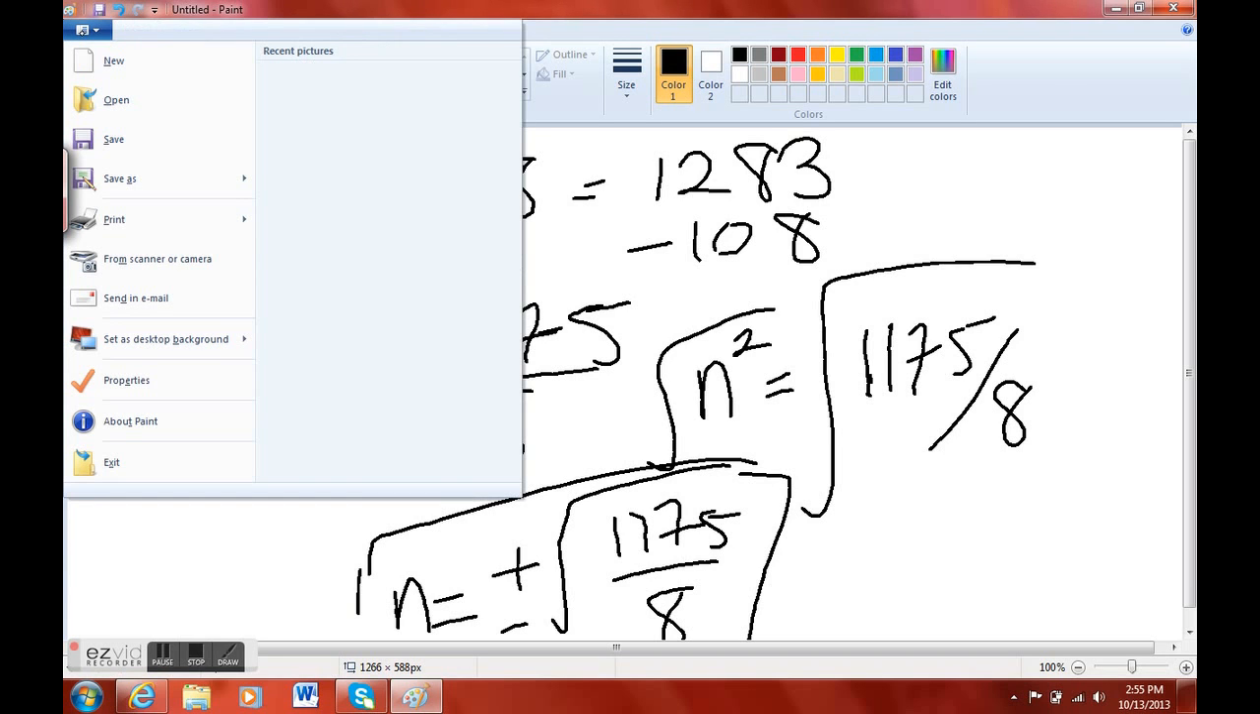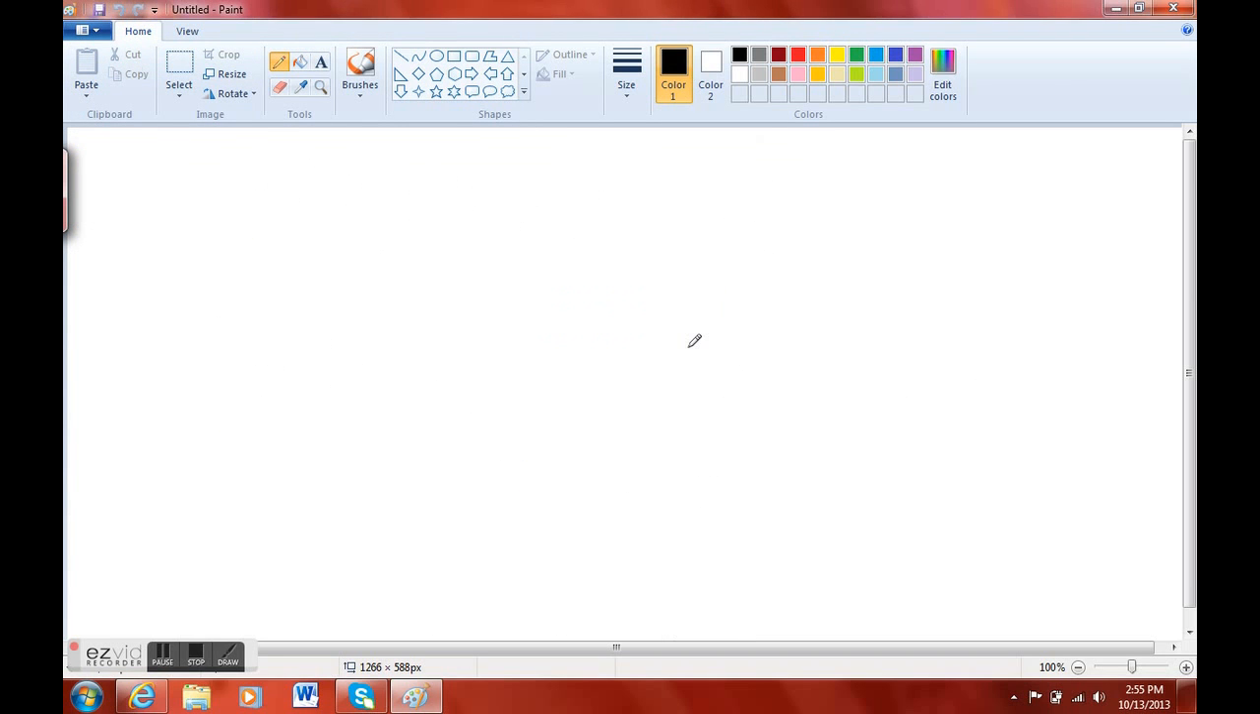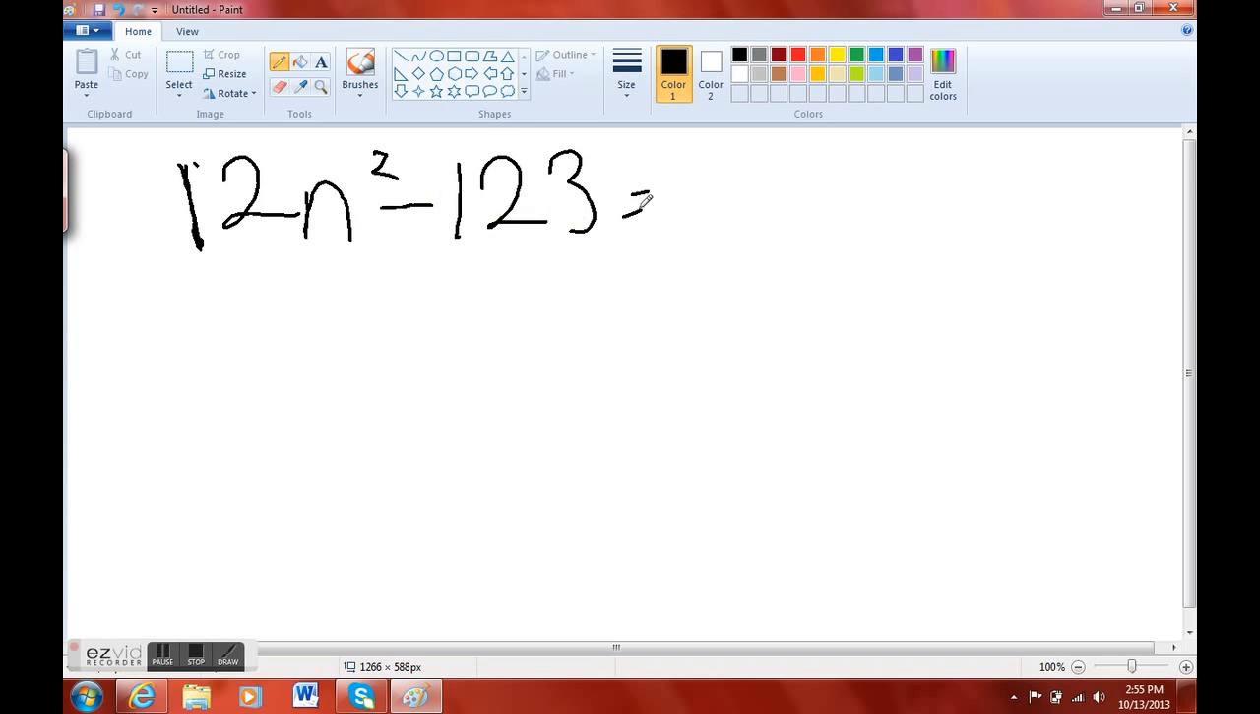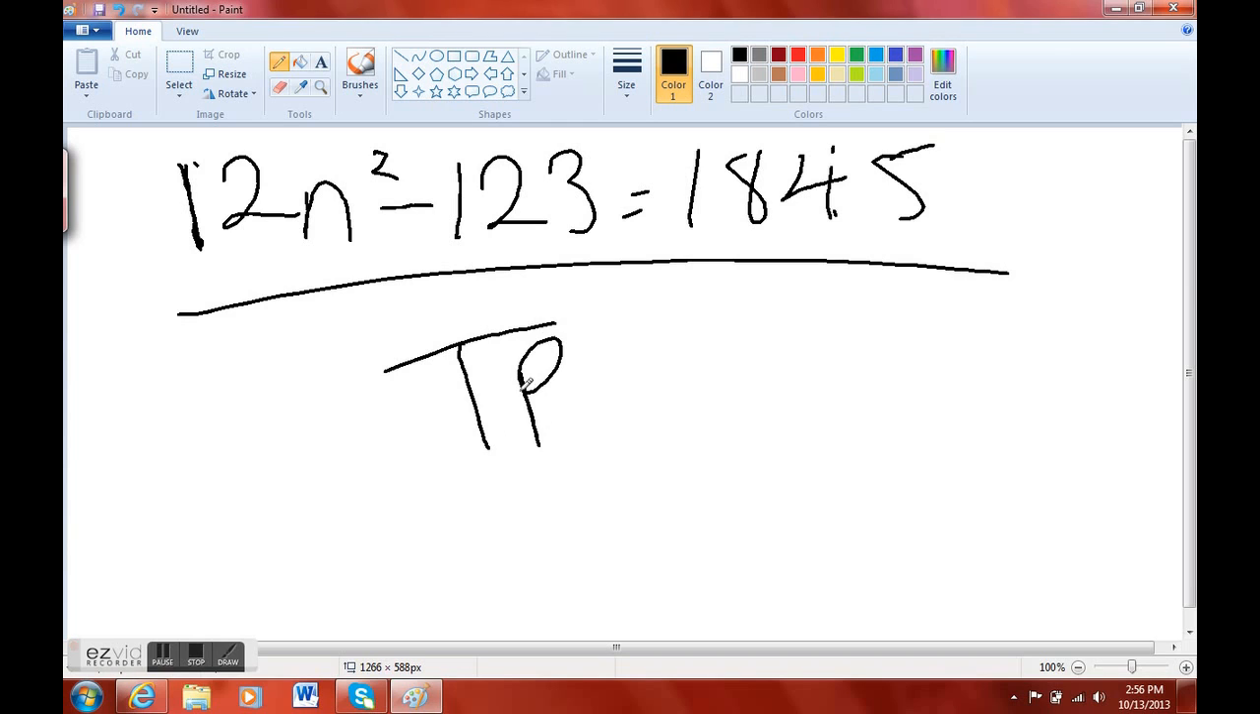So we're gonna do a try it. Now try this problem. It's gonna be 12n squared minus 123 equals 1845. And solve this problem. Well, try it. So just write it down, really. Do it again until I get to the end. Okay.